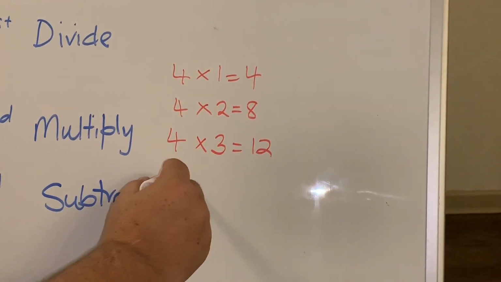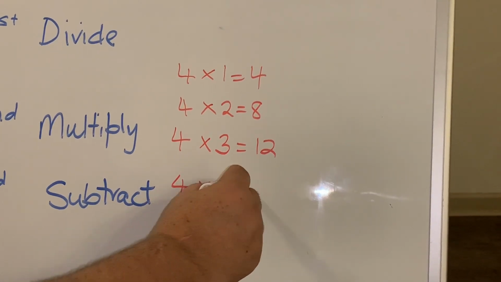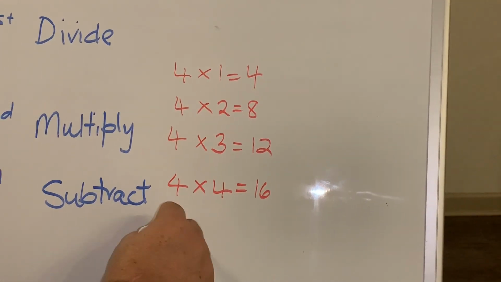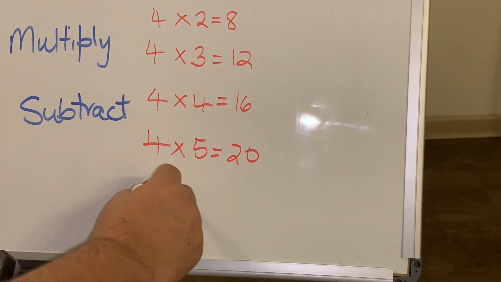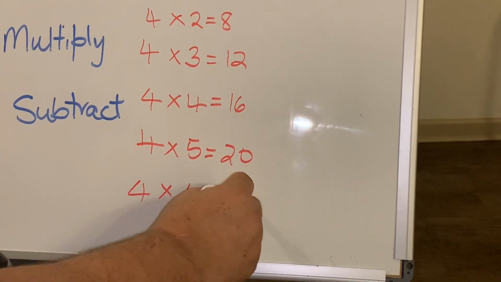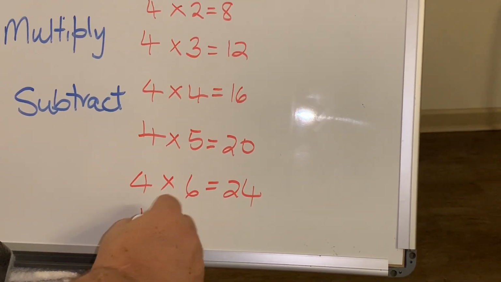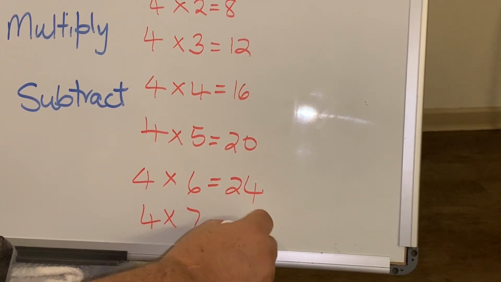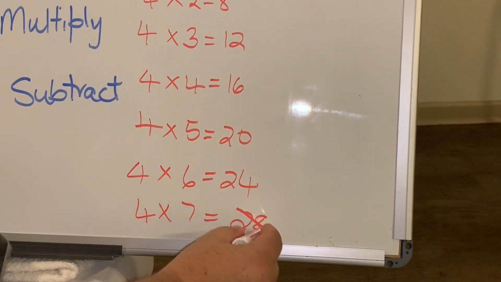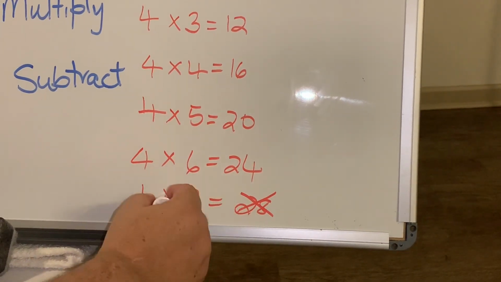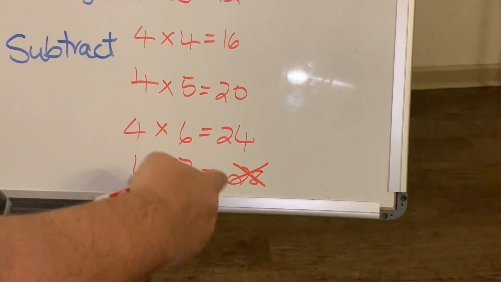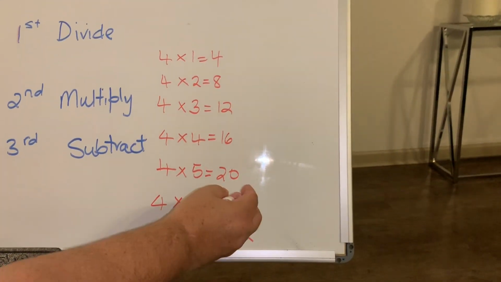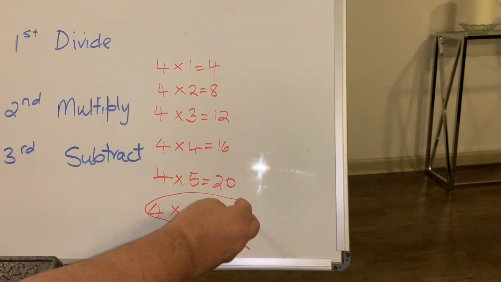4 times 3 is 12. 4 times 4 is 16. 4 times 5 is 20. 4 times 6 is 24. 4 times 7 is 28. Now we cannot take 4 out of 27 7 times, because we would have needed 28 stars to get 7 sets out. So we have to work with 4 times 6.